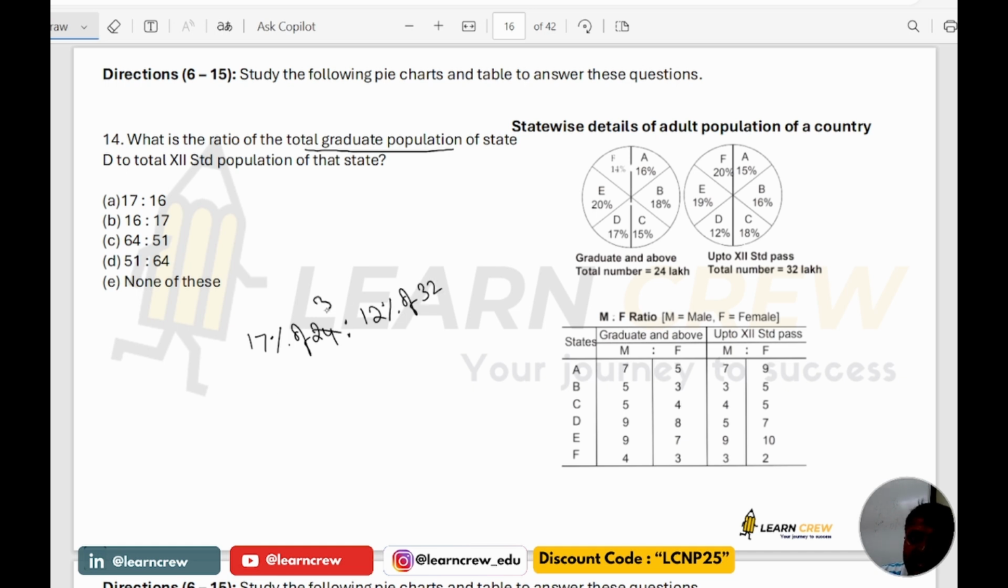So 8 3s are, 8 4s are. Now 3 1s are, 3 4s are. Percentage cancels. So you will get 17 is to 16. So 17 is to 16 is the answer here.